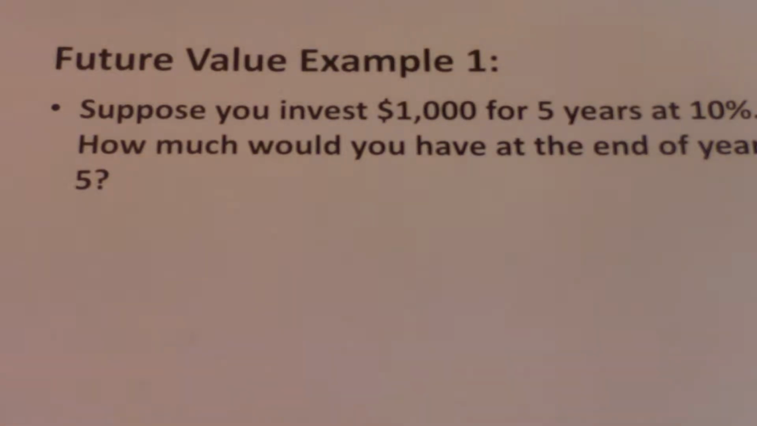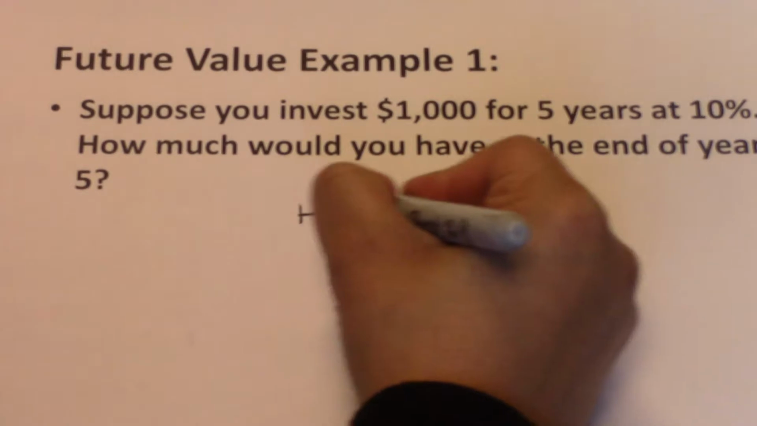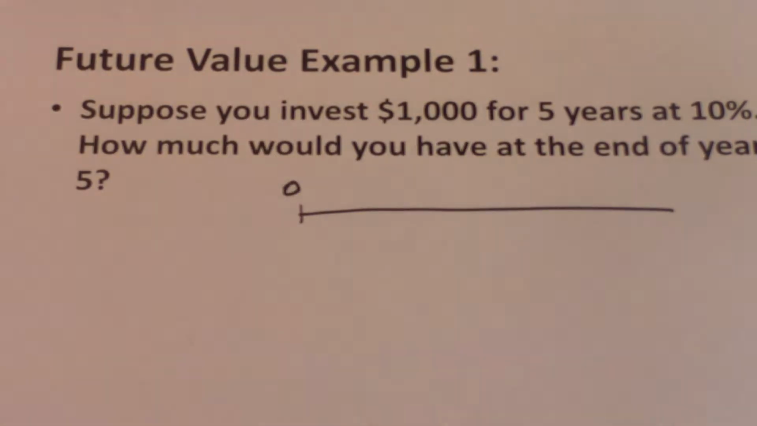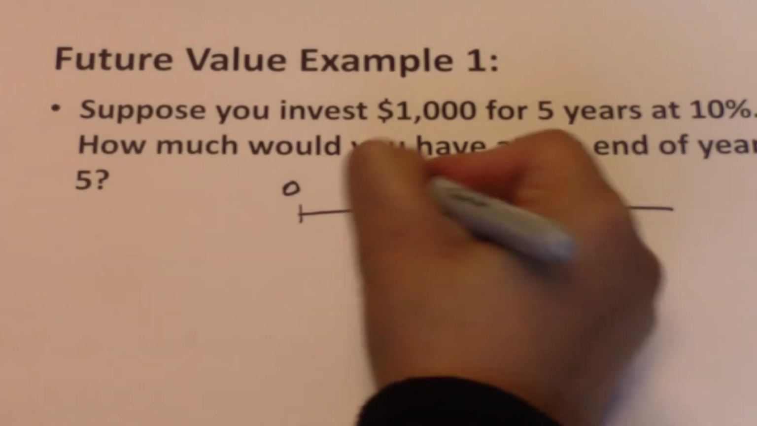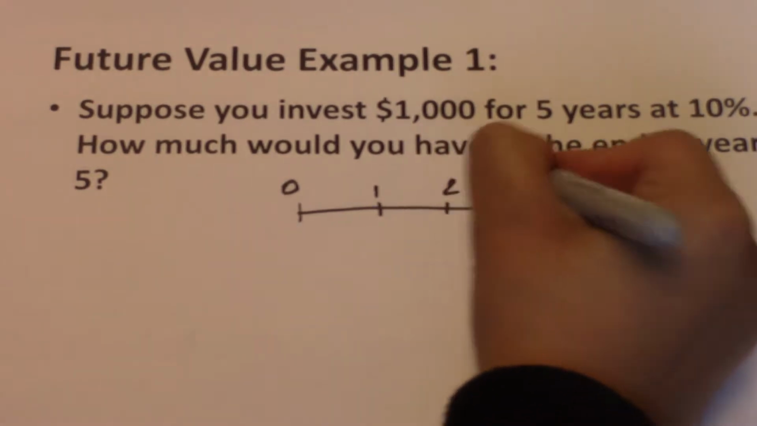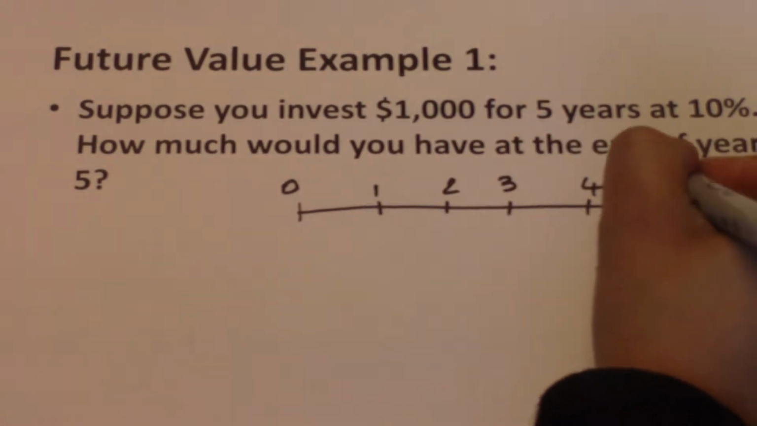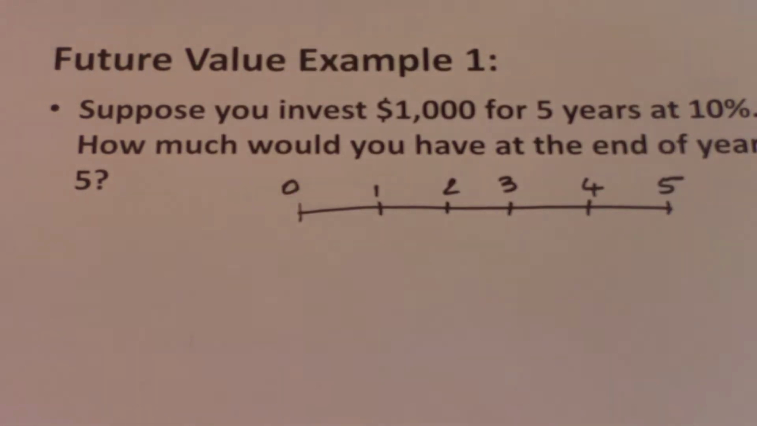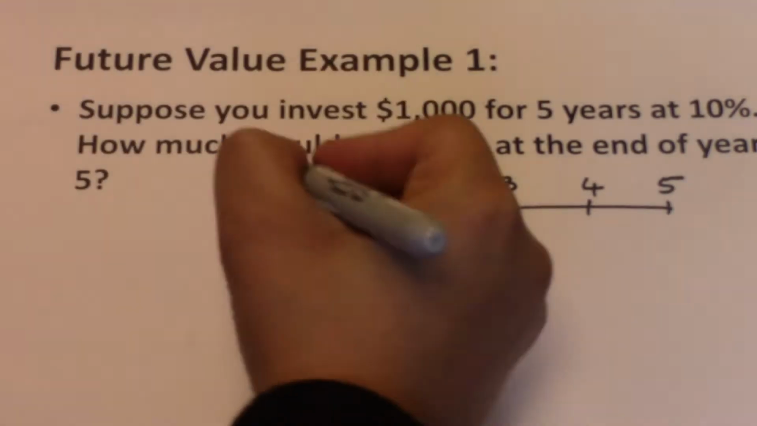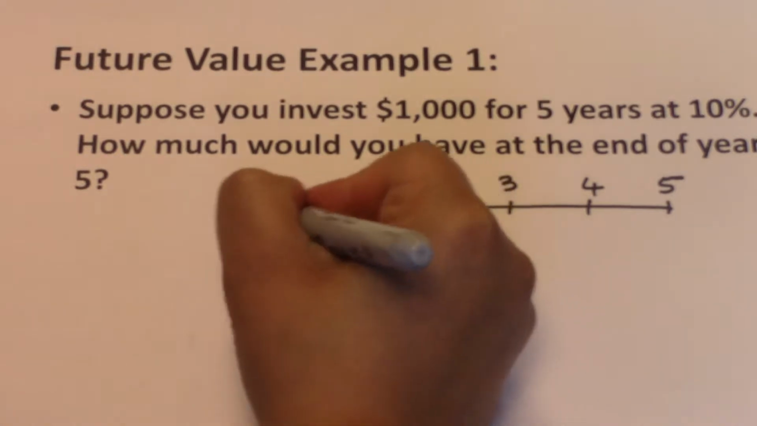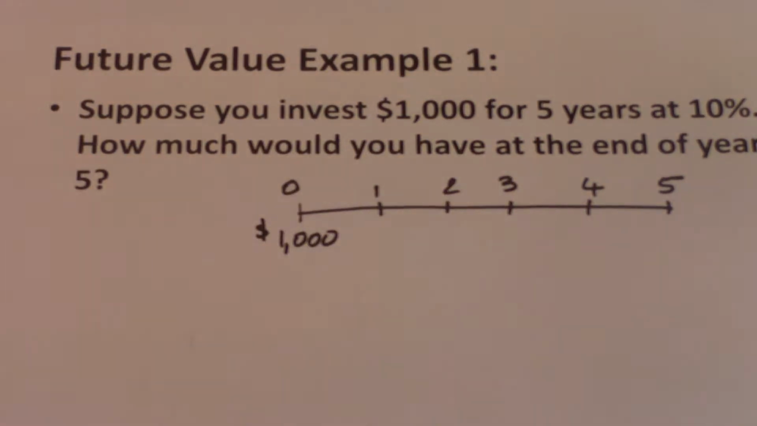are dealing with. So here we're going to draw the timeline, and we have the time 0, which is today. We have year 1, year 2, year 3, year 4, and year 5. So we are investing $1,000 today, and we want to know how much we have at the end of year 5.